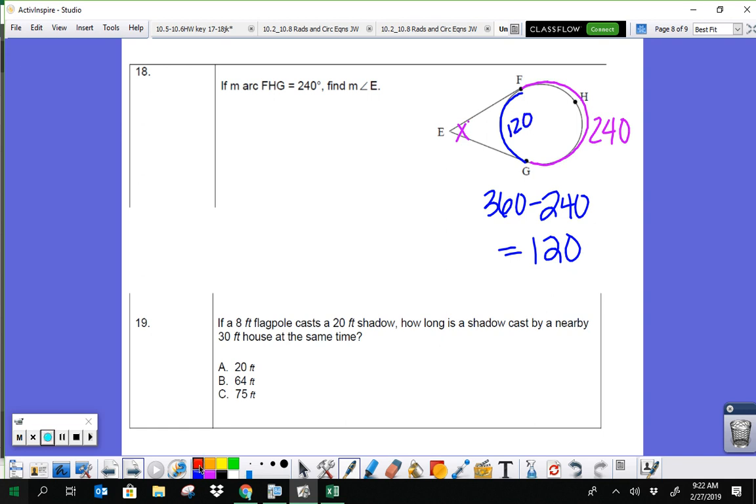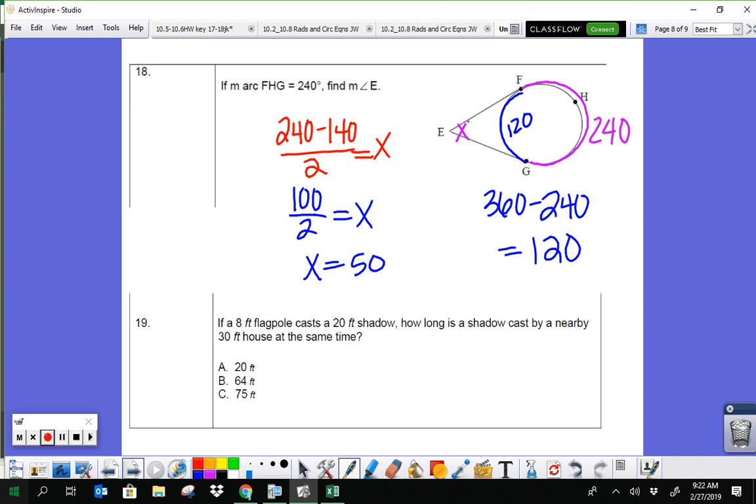Now when you have this angle being created outside of the circle, you're going to subtract those 2 arcs. And make sure you subtract them in the right order. If you go the other way around, it's going to be negative. So I'm going to do 240 minus 140 divided by 2, and that's going to get me x. So 240 minus 140 is 100. Divided by 2 is x. So x is 50.